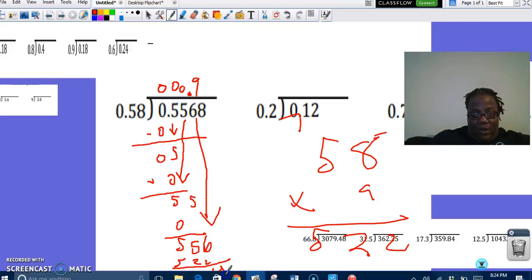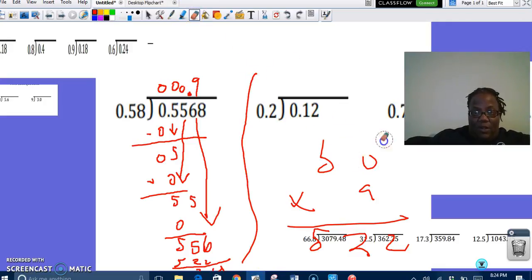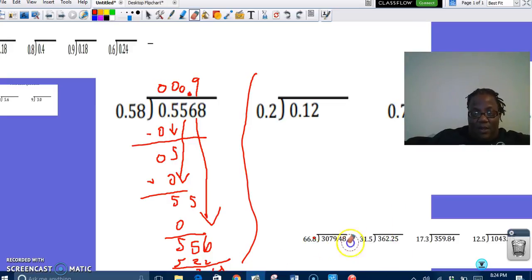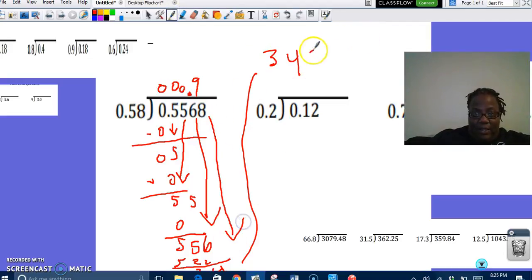So 556 minus 522 is 34. Don't know if you can see that, so I'll bring it back up here and get this out of the way. Sorry about the sloppiness. Hope you're still following me. That down here says 34, so that's what was left over, so I'm just going to bring it up here. So I have 34. And if I bring down my 8, I have 348.